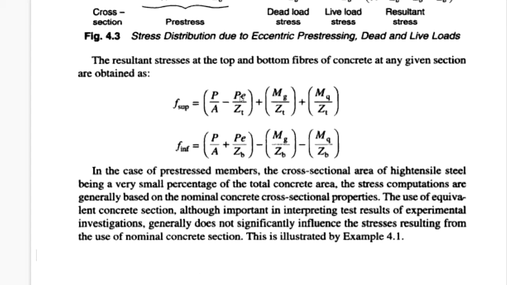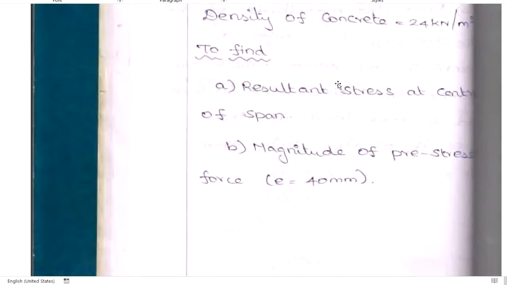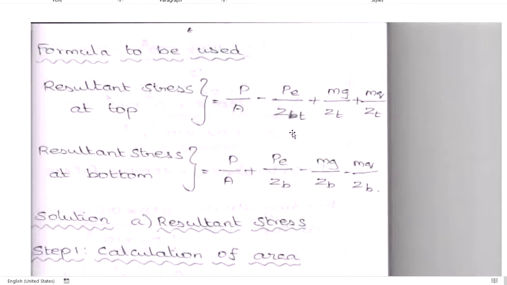We need E, which they have already given. We need ZT and ZB, and we need MG and MQ. These parameters I have to calculate, that is A, ZT, ZB, MG and MQ, as per our formulas. Now we are only going to worry about case number 1, that is, the resultant stresses at the center of the span. These are the formulas which I have already shown to you.